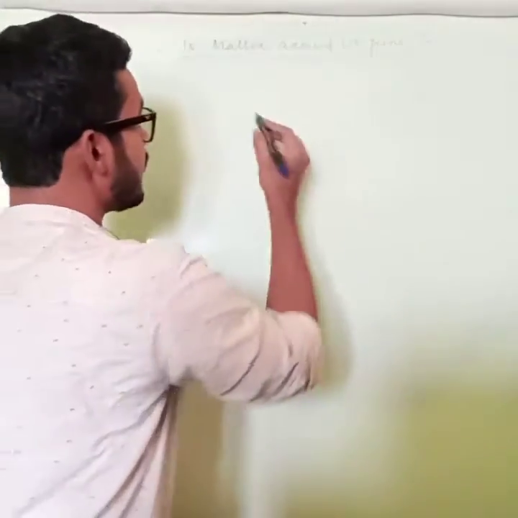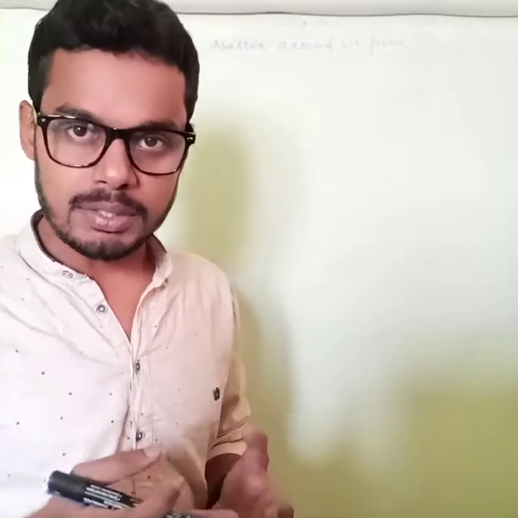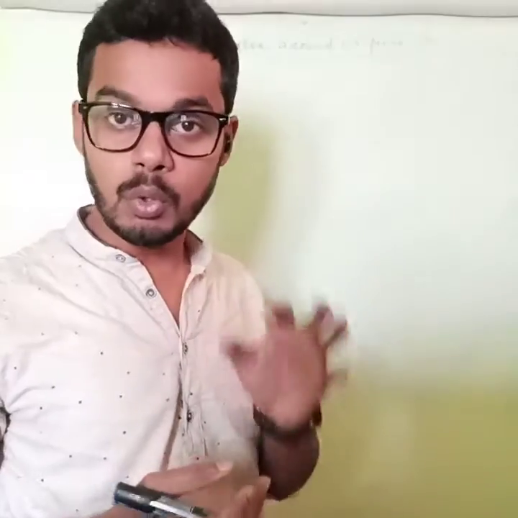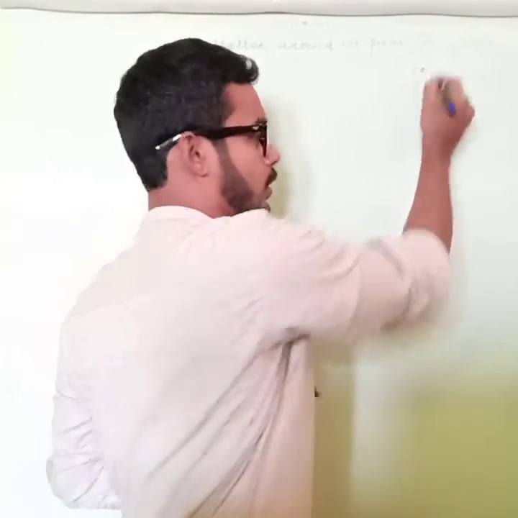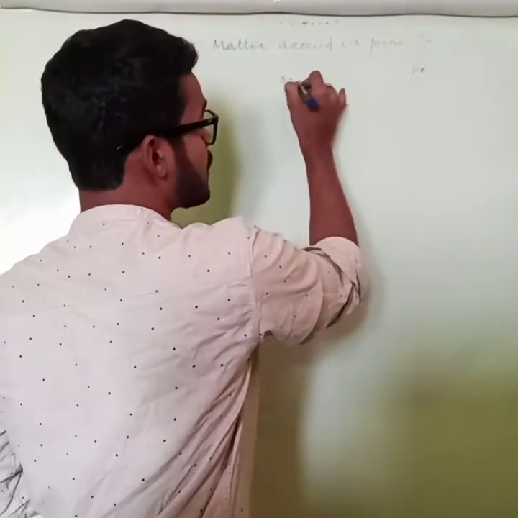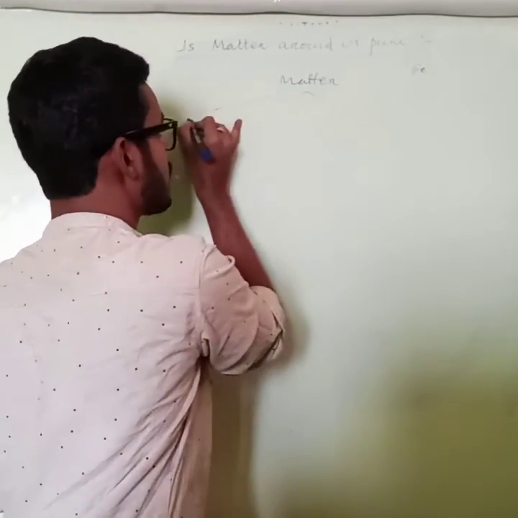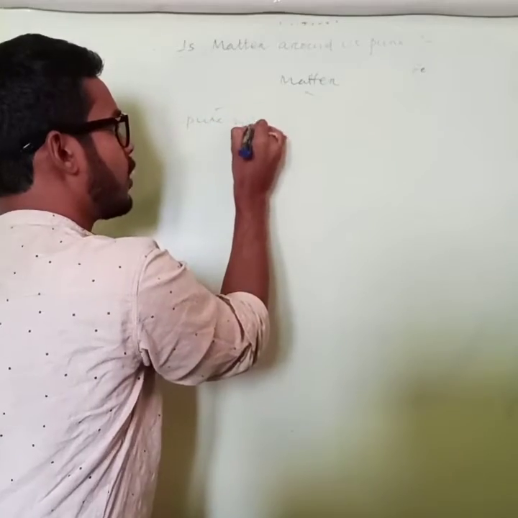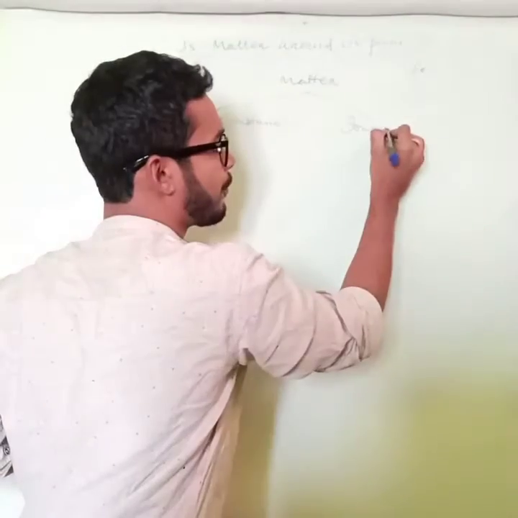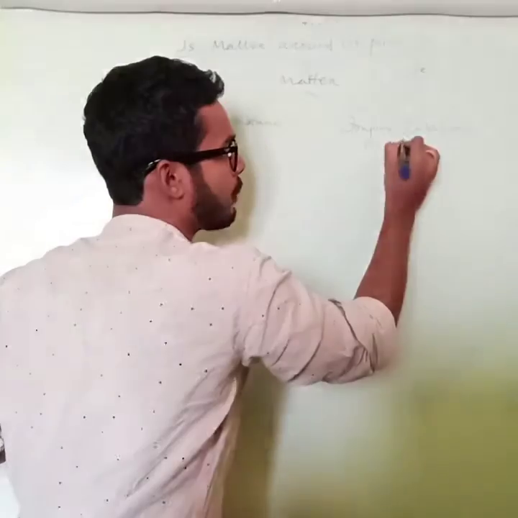So basically, what does pure substance mean? Pure means elemental things. If I say iron, that is pure. Only iron, Fe. If I say copper, that is pure. The matter present in our surroundings is basically of two categories. One is pure substance. Another one is impure substance, or you can say a mixture or mixed substance.